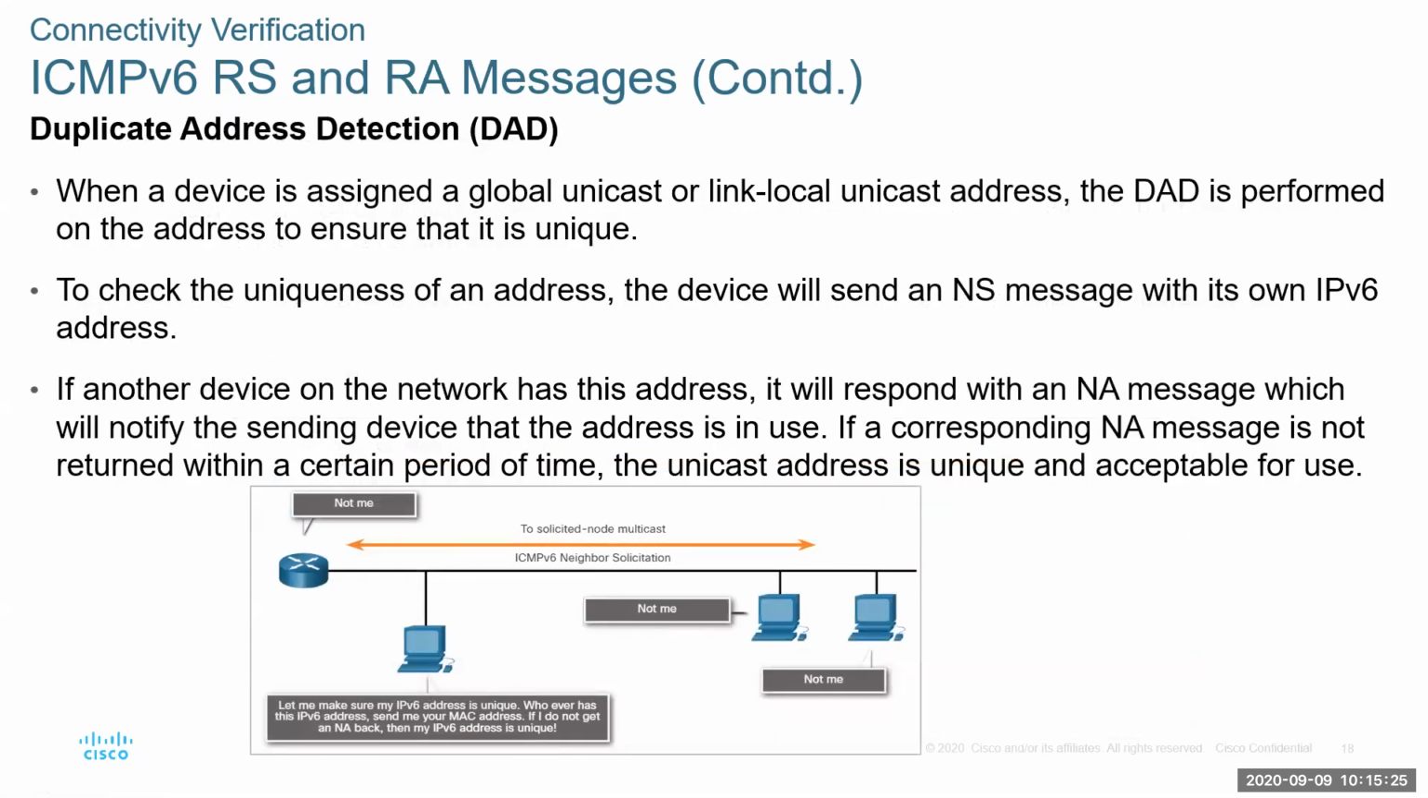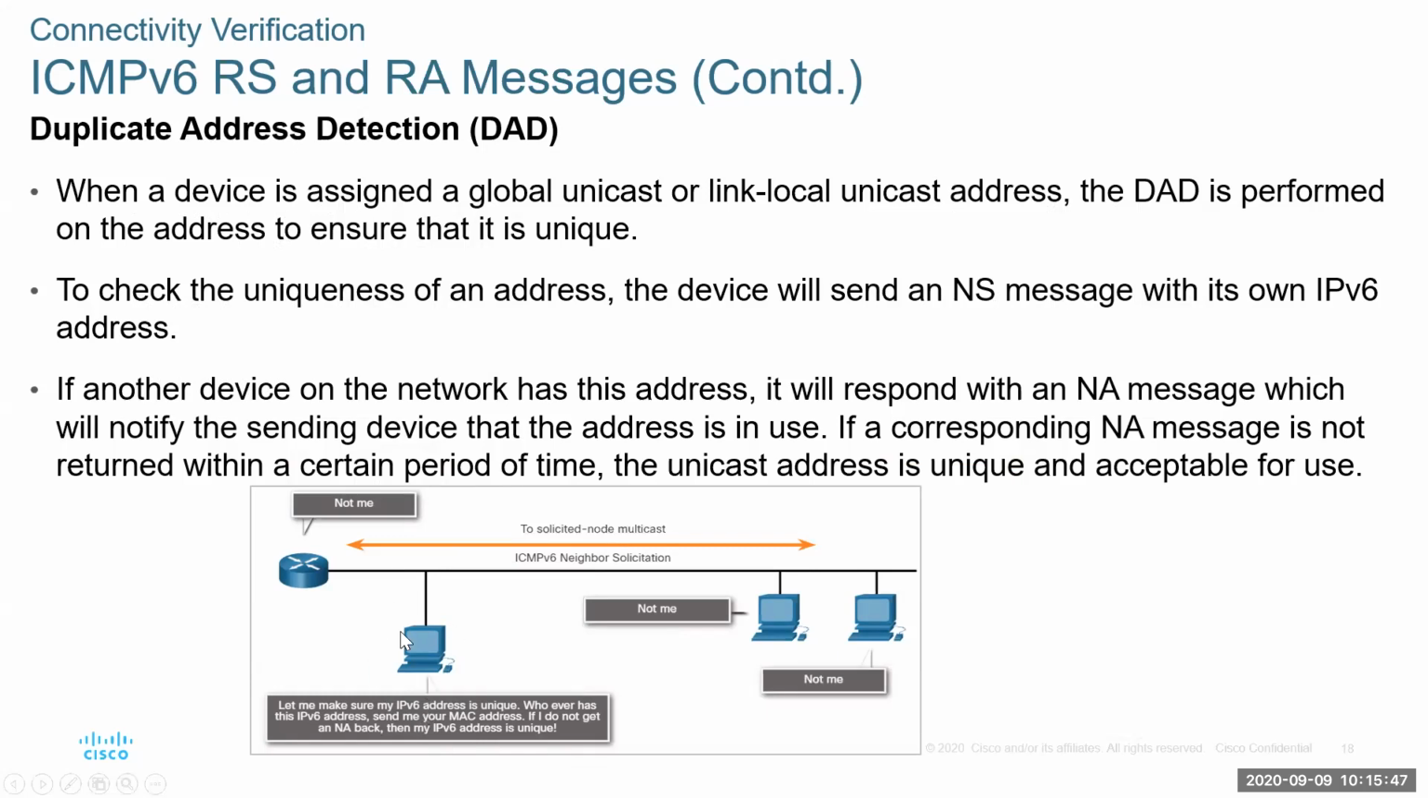You could also have duplicate address detection, or DAD. Know that acronym. DAD is performed on the address to ensure that it's unique. Everybody on a network must have a unique address. For example, this little host here is going to say, let me make sure my IPv6 address is unique. Whoever has this address, send me your MAC address. If I don't get an NA back, then my IPv6 address must be unique.